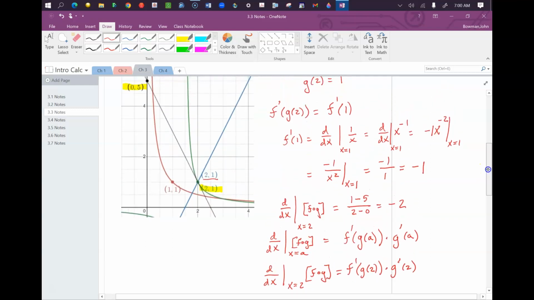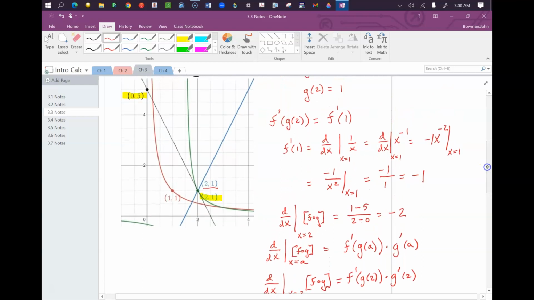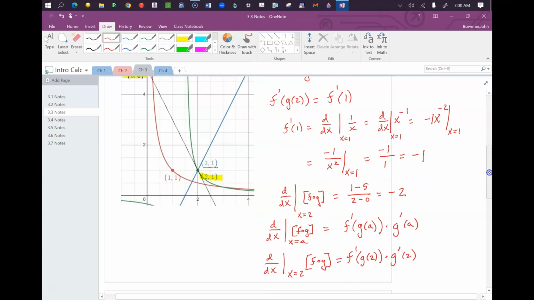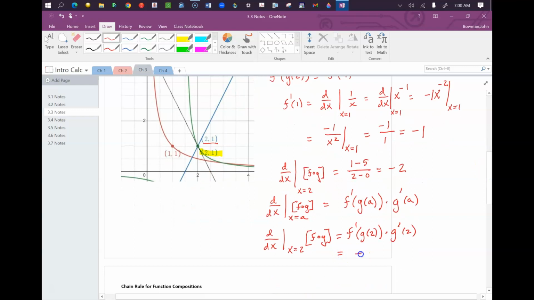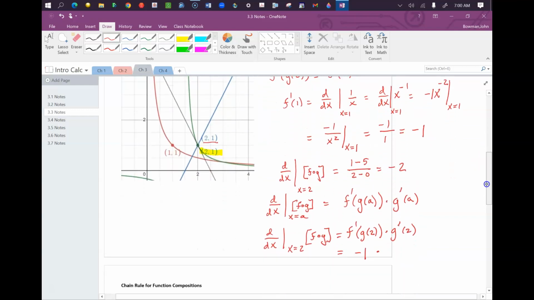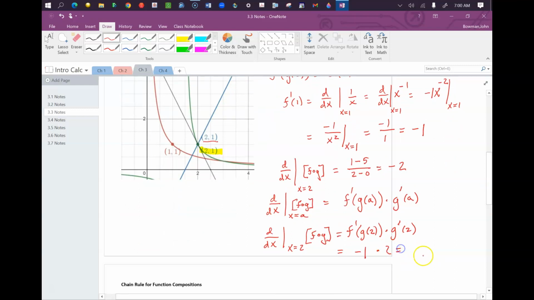All right, f prime of g of 2 we found was equal to -1. We did that up at the top. g prime of 2 is equal to 2. We did that up at the top, and that's equal to -2, which is equal to the derivative, which we found by finding the slope of the tangent line to f of g, of -2.